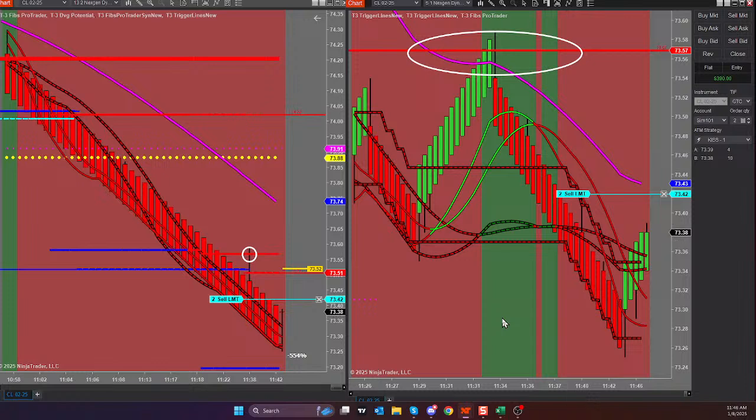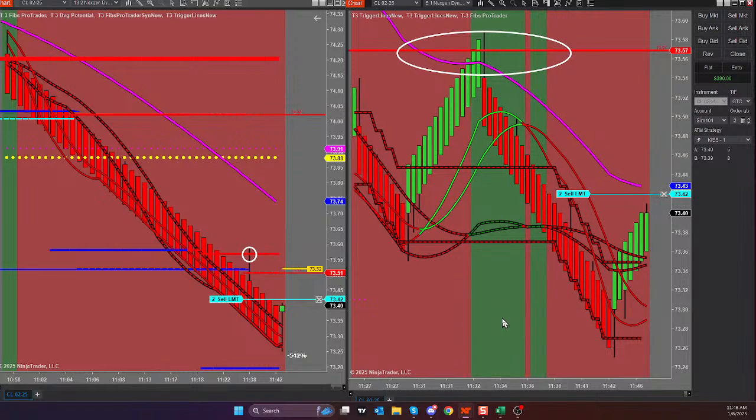But I have to say, this is not a high probability trend trade. This is trying to take advantage of a strong trending market. See the magenta line right there? That's your mid band.